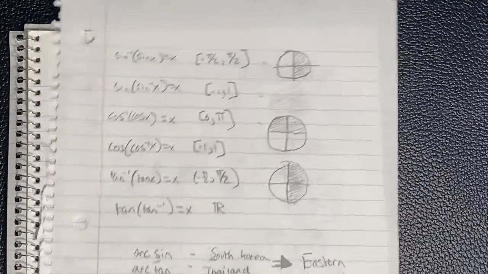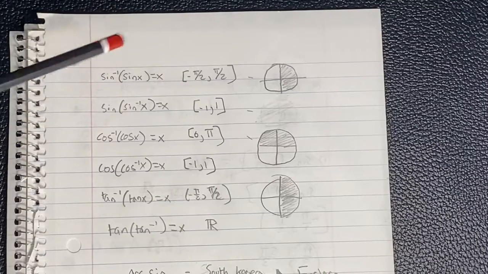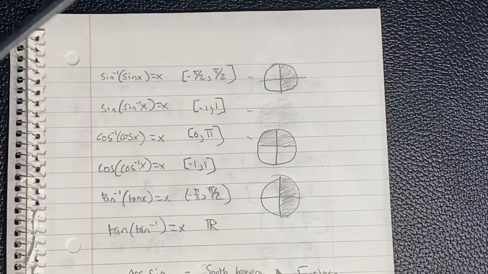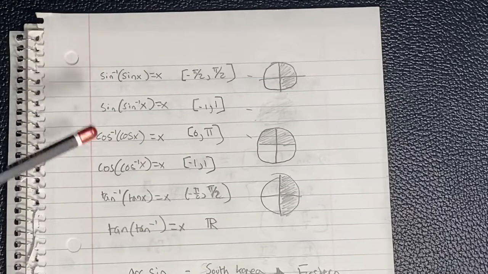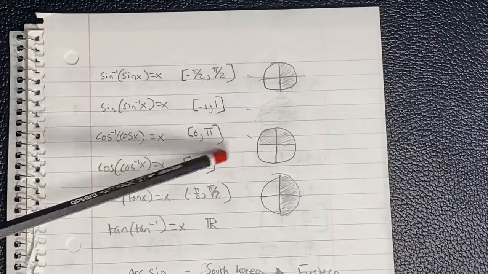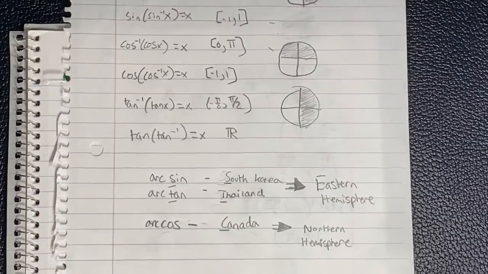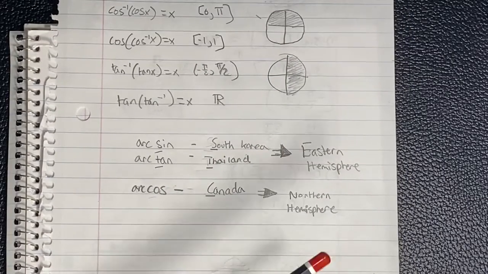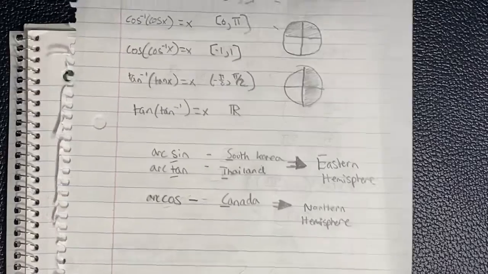So, first of all, sine. The restrictions for sine is in the eastern hemisphere, and this is arcsine, which is the inverse of sine. The inverse of cosine is in the northern hemisphere, and the arctan is in the eastern hemisphere. So if you can think of South Korea and Thailand in the eastern hemisphere, and Canada is in the northern hemisphere. Cosine Canada, tan Thailand, sine South Korea.